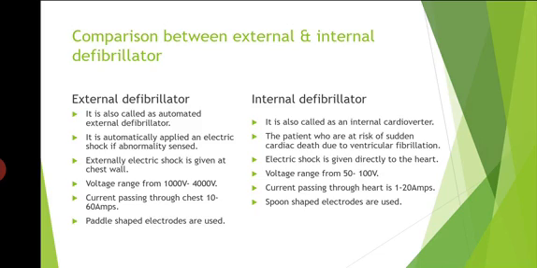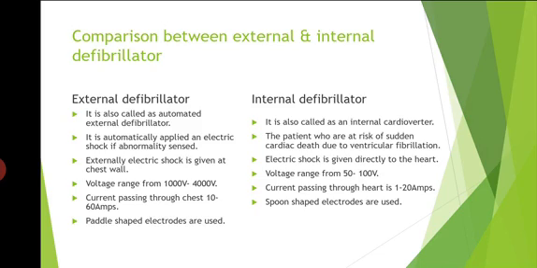In the external defibrillator, the electric shock is given externally at the chest wall. In the internal defibrillator, the electric shock is given directly to the heart. Regarding the voltage used: a range from 1000 volts to 4000 volts is used in the external defibrillator. In the internal defibrillator, 50 volts to 100 volts is used.